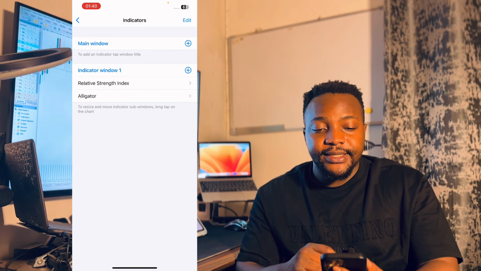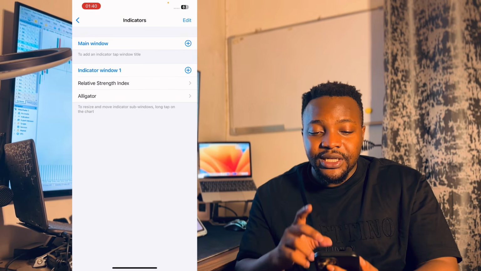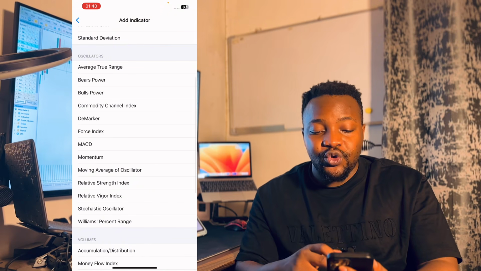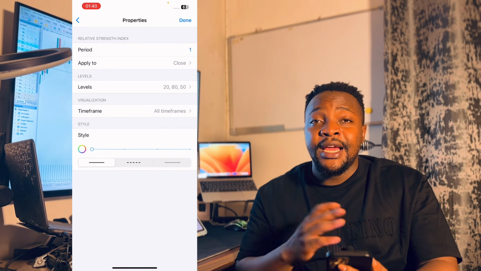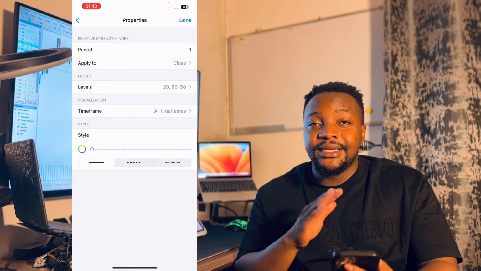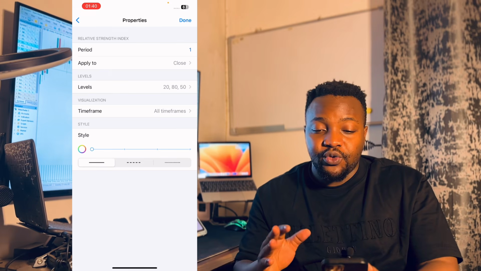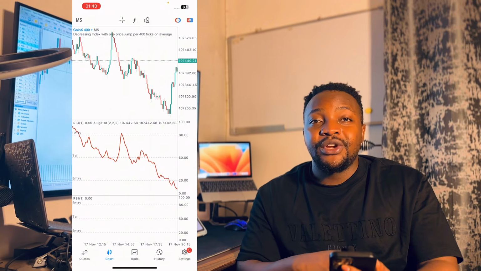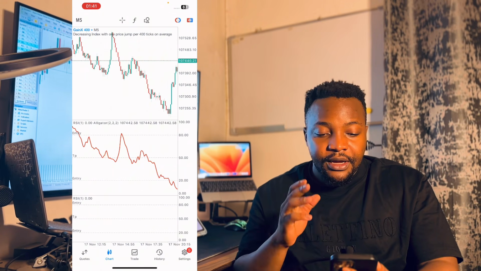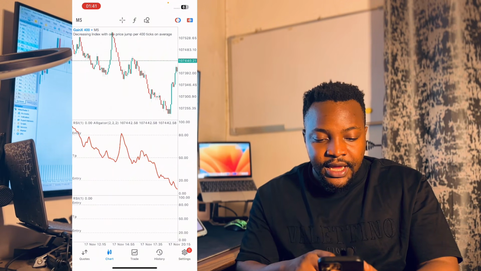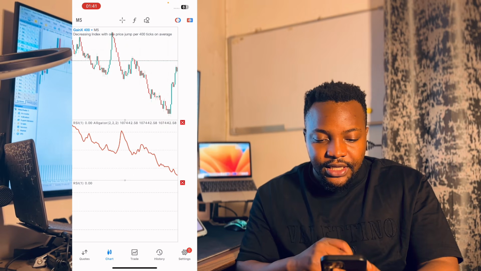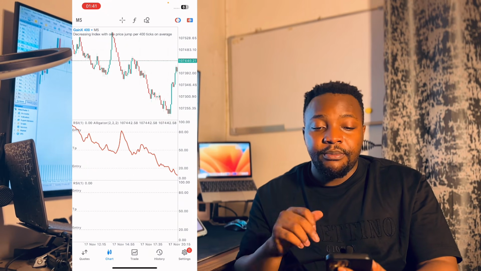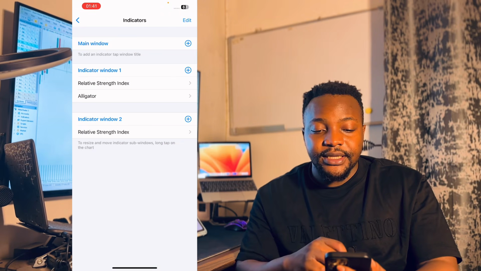So going back to my indicator section, this time around, I'm going to click where it says main window. Now on main window, once again, I'll choose the relative strength index, and I'm going to keep the same properties as the first one. So simply click done, and you can see that down below, we have actually created another RSI. Now I'm going to quickly adjust it so that they are fully balanced on the top and on the bottom.